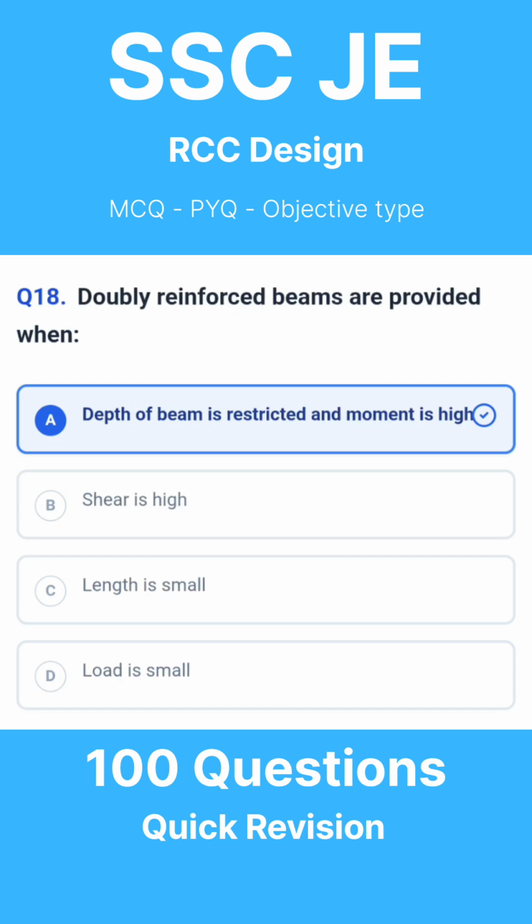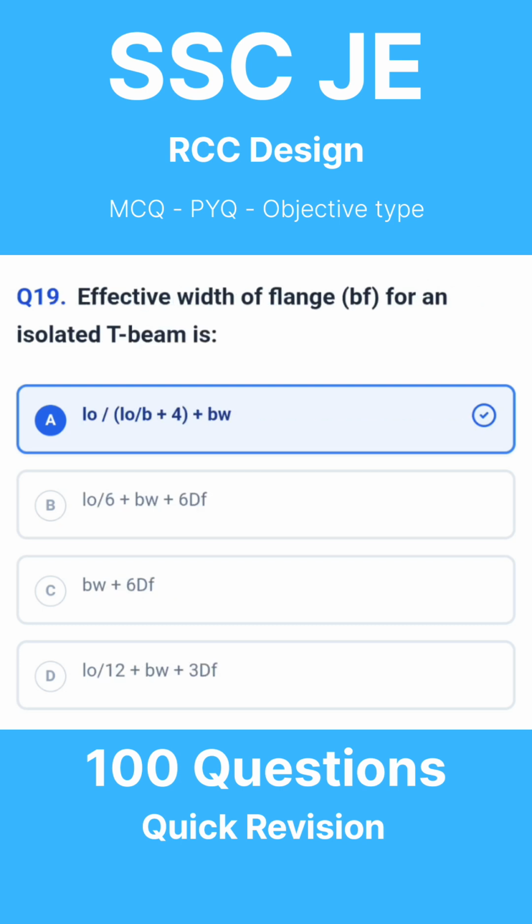Question 18. Doubly reinforced beams are provided when. The correct answer is depth of beam is restricted and moment is high. Question 19. Effective width of flange bf for an isolated T-beam is. The correct answer is lo divided by (lo divided by b plus 4) plus bw.